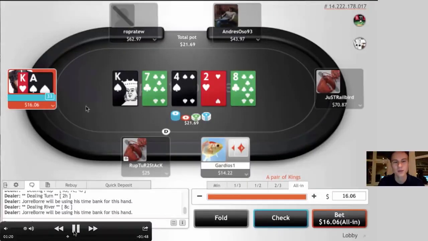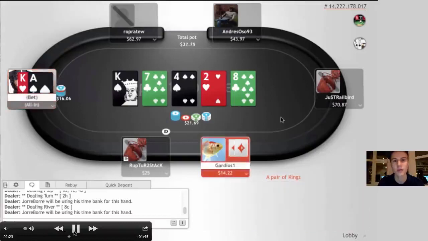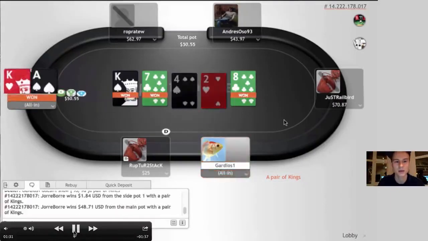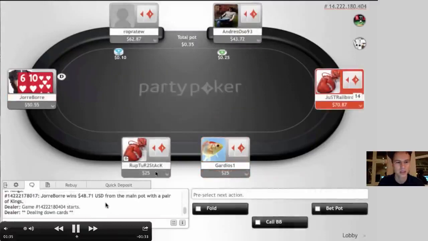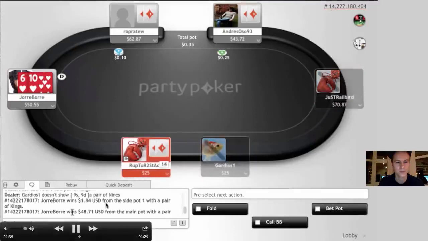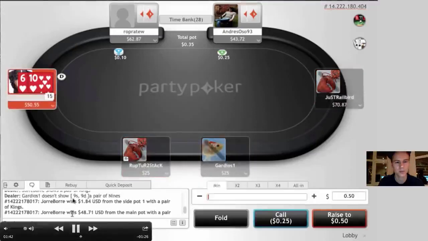Just take some time here as well. We don't want to bet straight away to seem very strong, so we pretend to think about it for a while and then bet all in, and we get called by pocket 9s here, so you can see in the chat in a little bit. There we go, pocket 9s.